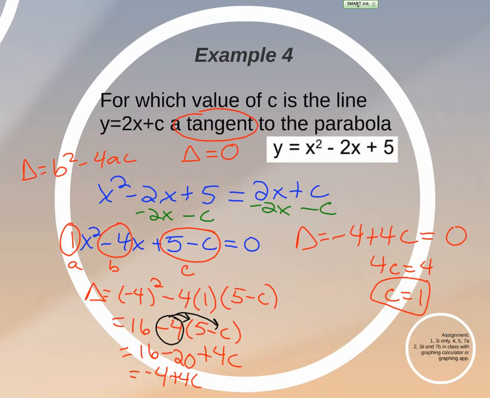So when I put that 1 in here, and if I were to get up Desmos and plug in this parabola and then plug in this line, and I would put 1 in for c, when I look, I would notice that it's just touching 1 time.